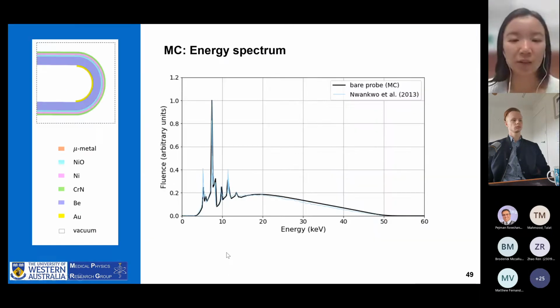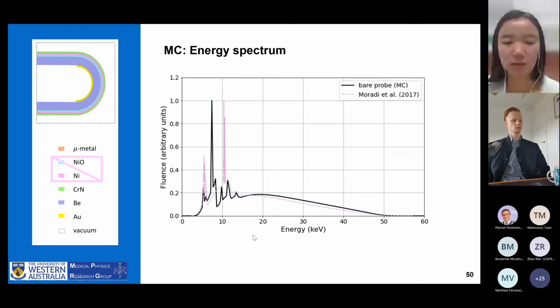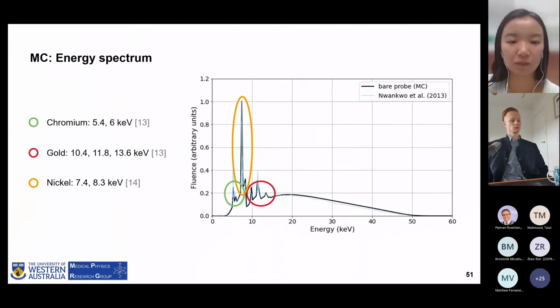This is the energy spectrum that we obtained. The black is from this thesis and the blue line is from another article which uses the same coatings as we did. You can see that the coatings make a difference because when we compare it to a different article that didn't use the nickel coatings, there is a clear shift in the spectrum.